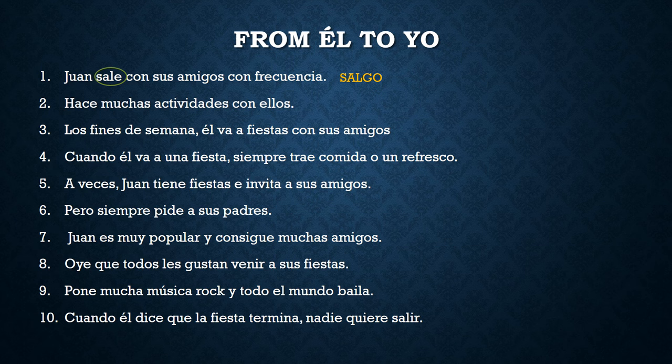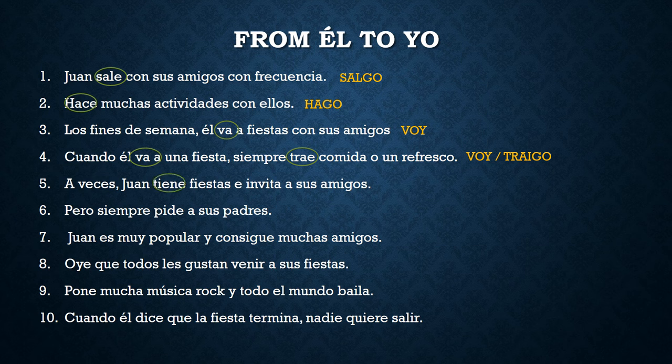Número 2. Hace muchas actividades con ellos. Underline or circle hace. Changing that to yo is hago. Los fines de semana, él va a fiestas con sus amigos. Va, we change to voy. That is I go. Cuando él va a una fiesta, siempre trae comida o un refresco. We have va and trae. So don't just look for the pronouns. You need to actually read the sentences. So the yo form of va is voy and trae is traigo.